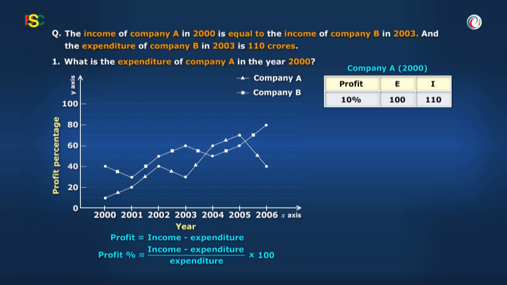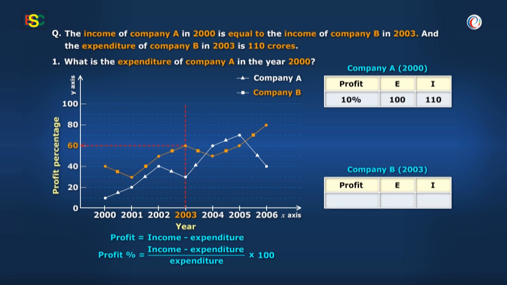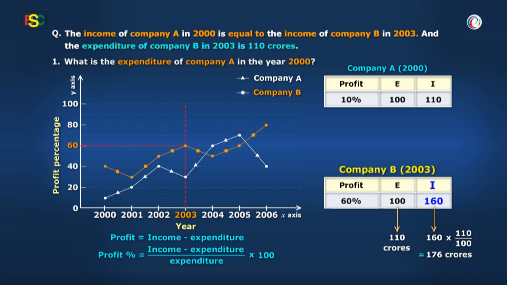Further, on seeing the section of 2003 and the line with square handles, it is clear that company B gained 60% profit. So, we can say if the expenditure of company B in 2003 is rupees 100, then income must be rupees 160. Now in the question, the expenditure of company B in 2003 is given as 110 crore. Now according to the table of company B, we can say 100 is equivalent to 110. And thus income, that is 160, becomes equivalent to 160 into 110 upon 100 equals 176 crore.